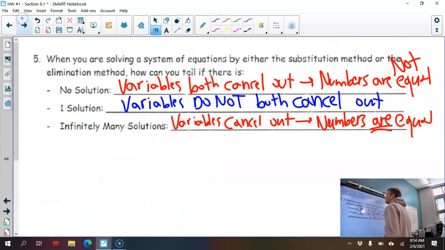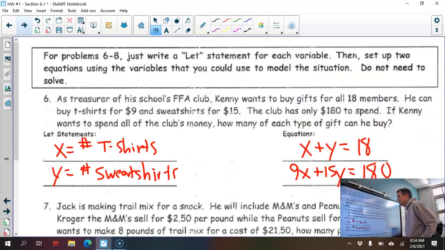All right, we're onward. So this is how you know if there is no solution or one solution or infinitely many solutions. I think that's pretty self-explanatory at this point. So then we get to the story problems.